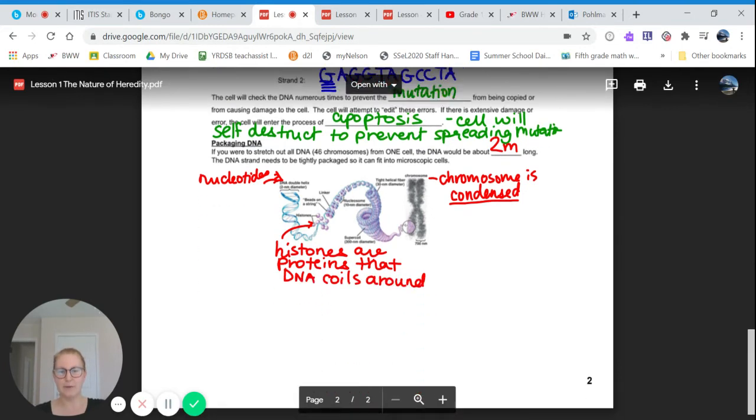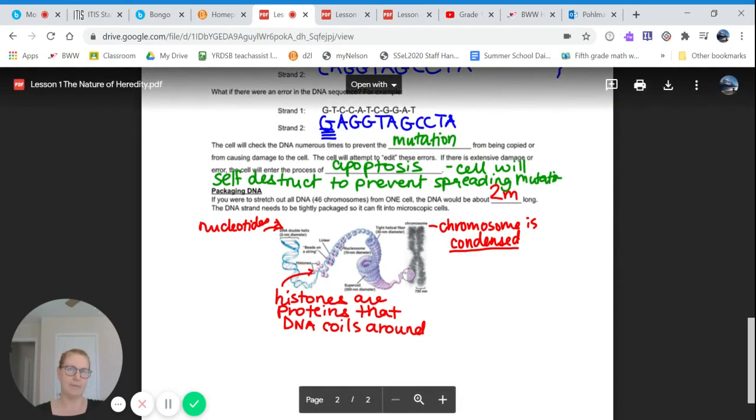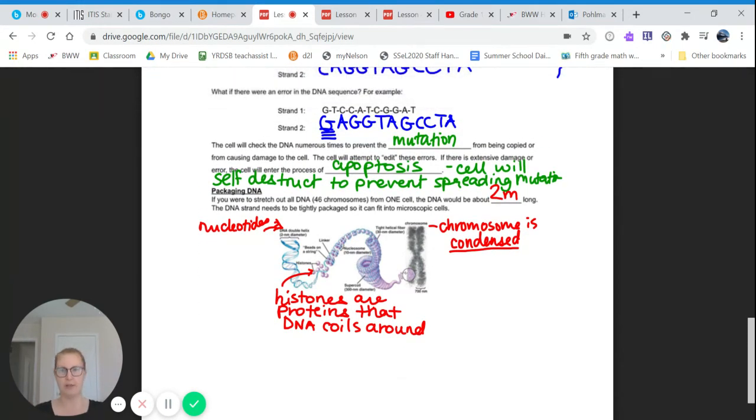The last one I'm just going to mention here is the amount of information that DNA contains. In one single cell, considering 46 chromosomes, if we were to stretch out the DNA strands, it would be over 2 meters in length, which is very, very long. So obviously those 2 meters have to be packaged down really, really small.